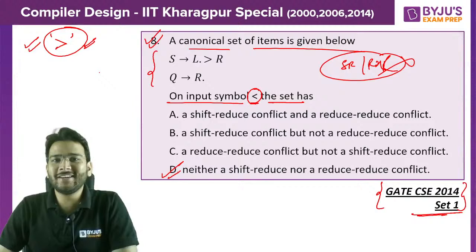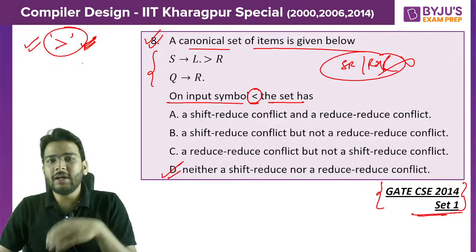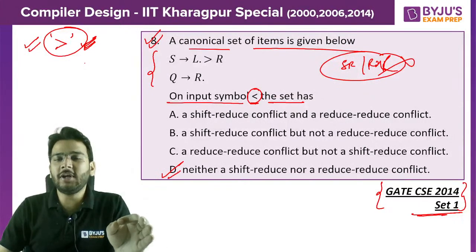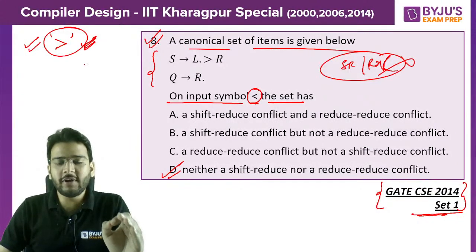that they have committed a silly mistake, or maybe they were just checking your presence of mind, right? The aspirants. Yes, tell me. Now, if you are going to have this input symbol, definitely you are going to have SR conflict. SR conflict will be present if this is the input symbol given to you.